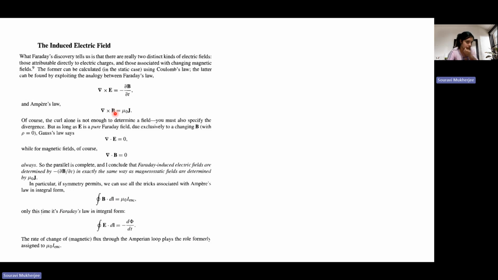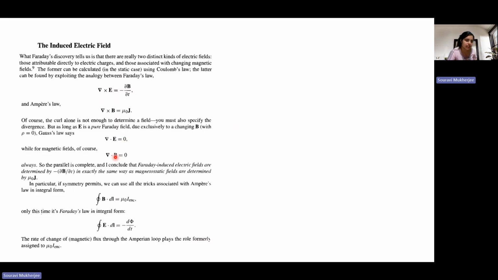Now, curl by itself is not enough to define any vector. You also need the divergence. So how is the divergence related? When you're talking about the induced electric field, consider a region where there is no free charge, but you just have a changing magnetic field. The electric field generated by a changing magnetic field has no contribution from any volume charge density. So basically rho is 0, and because rho is 0, it's a pure Faraday field. In that case, the divergence of E is 0. And we know that magnetic monopoles do not exist.